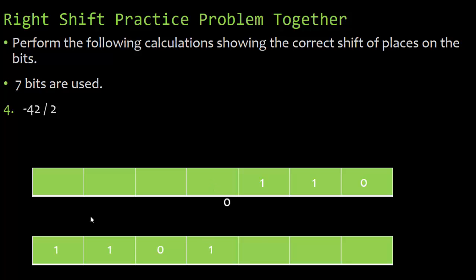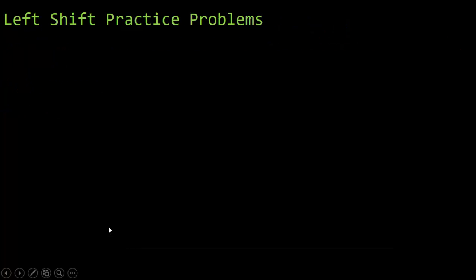I just move that 0 over one spot to the right, the 1 one spot over, this final one spot over, that 0, it's gone. I don't have any room for it. What is negative 42 divided by 2? That is negative 21. And when I work this out, it comes out to negative 21.